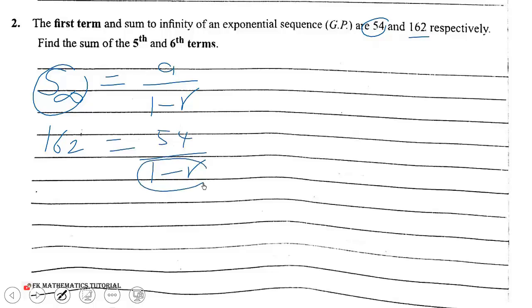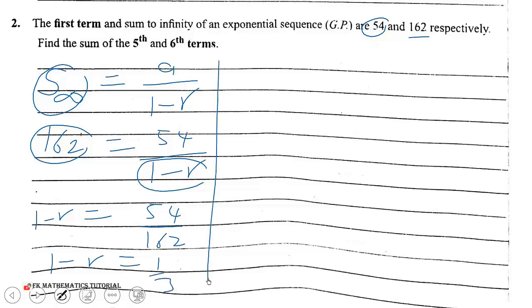So if you swap this and this, you get 1 minus r is equal to 54 over 162. And 1 minus r will be equal to 1 over 3. So negative r will be equal to 1 over 3 minus 1. So negative r will be equal to negative 2 over 3. Therefore, r will be equal to 2 over 3.